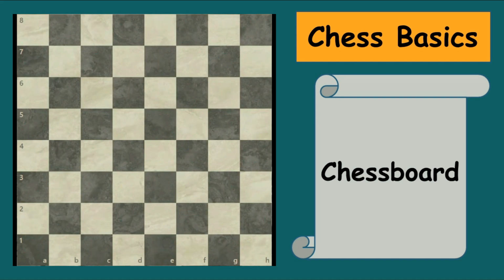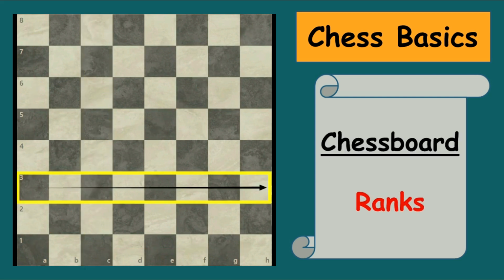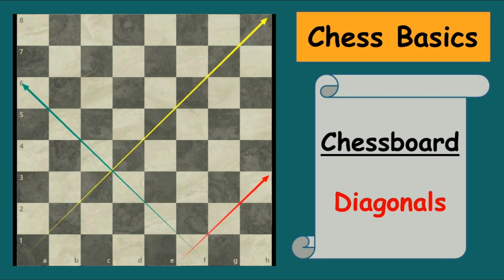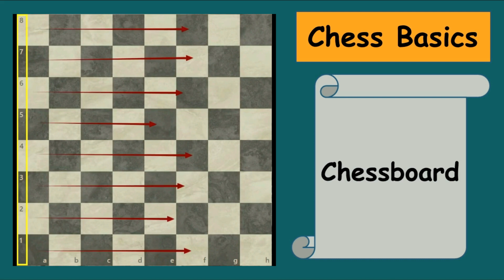If we have a close look at the board, we can identify three types of paths. The vertical paths are called files, the horizontal paths are called ranks, and the slanted paths are called diagonals. On one side of the board, we can see numbers from 1 to 8, denoting the ranks, to say first rank, second rank, third rank, and it goes on till the 8th.